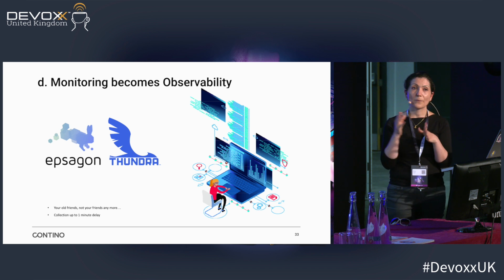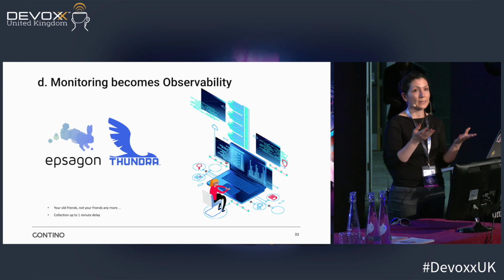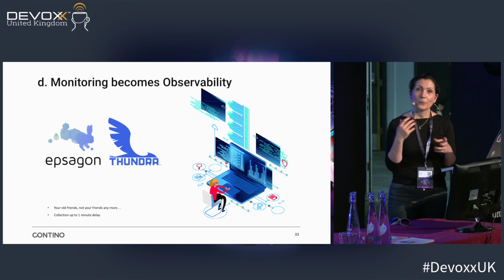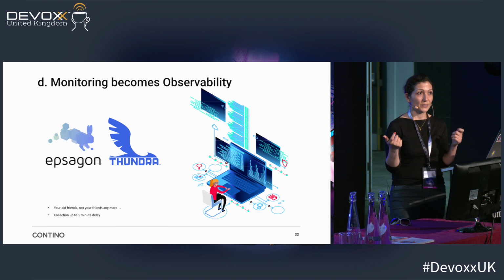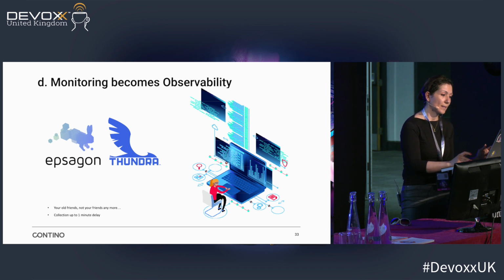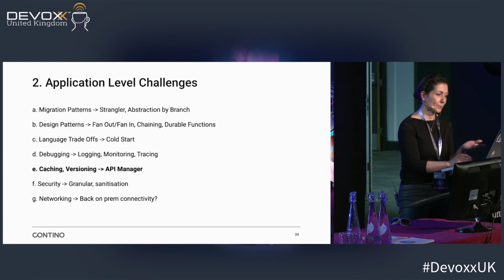The collection, when we had telemetry with the old applications, could be delayed up to 1 minute. But we need real-time data to be able to trace and understand what the actual application is running, because we are talking about seconds and milliseconds for each execution, and the container or whatever is running behind the scenes.